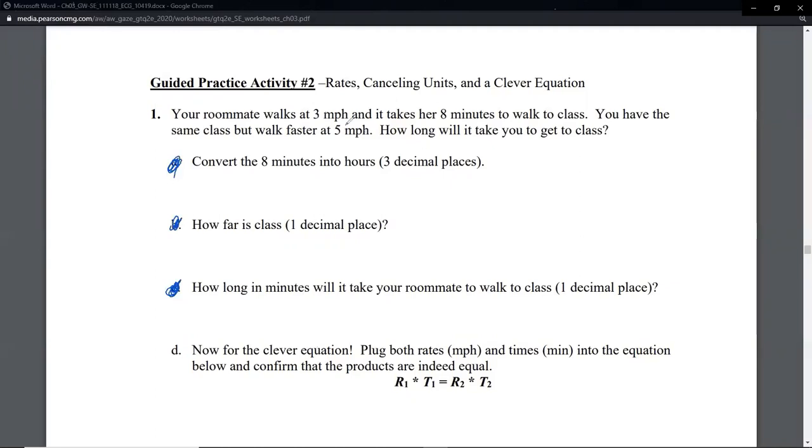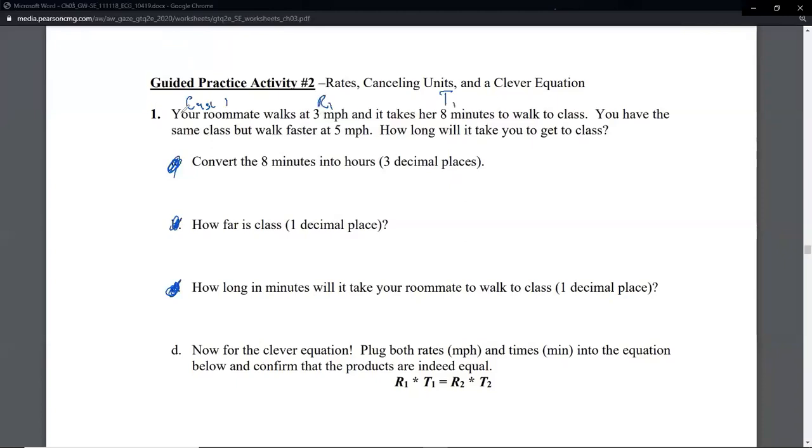So we're going to take the 3, the 8, and the 5 and just plug them in here. I am going to use the annotate for simplicity's sake. So there's 2 cases here, and that's what the little 1s and little 2s are for. Case 1, case 2. Case 1 is you. So this 3 miles per hour, that's your rate 1. This 8 minutes, that's your time 1.